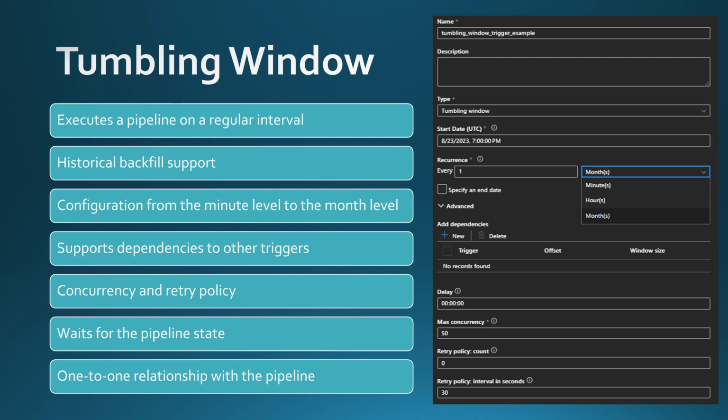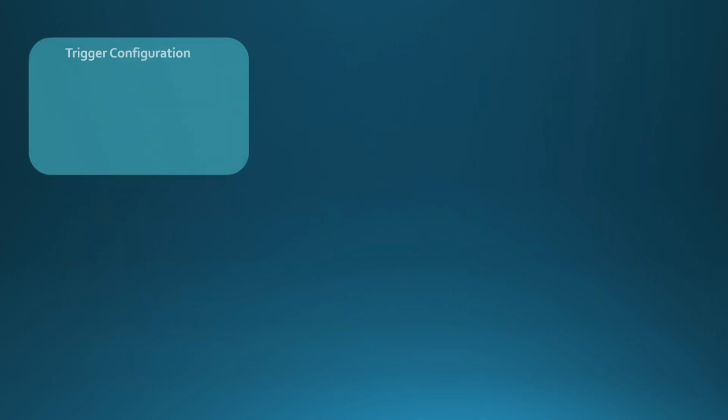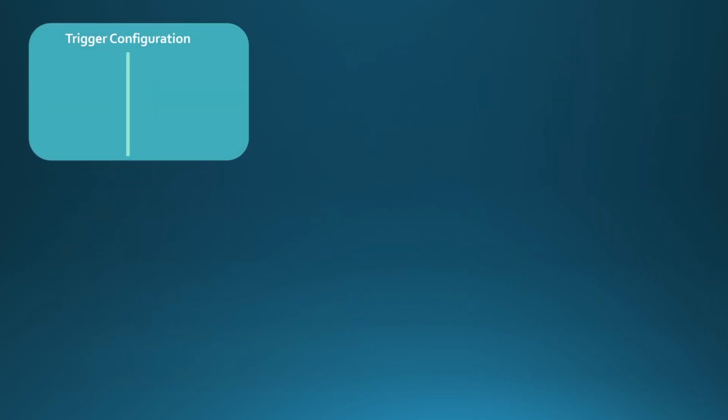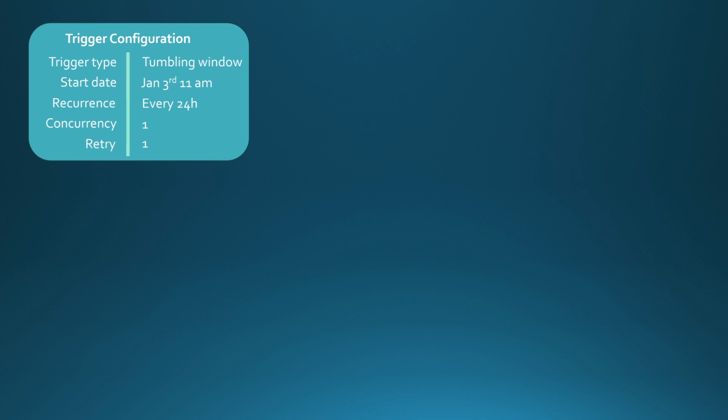Now let's also do this quick visual animation for the tumbling window trigger to see how it works in the Data Factory. Let's first have our trigger configuration. Now our trigger type will be tumbling window, our start date will be January 3rd, 11 a.m. and we say that we want to run this tumbling window trigger every 24 hours. Concurrency for this tumbling window will be 1 and retry will also be 1. And now let's start running this on our timeline.